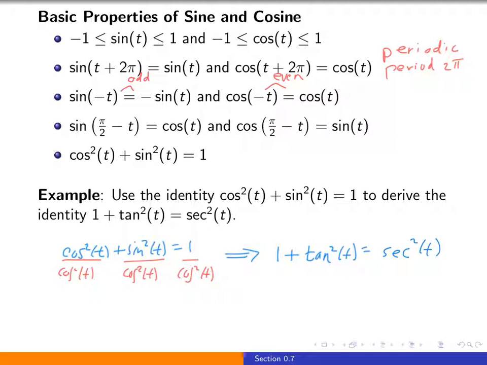So if you remember the Pythagorean identity, you can modify it to get two other related Pythagorean identities.